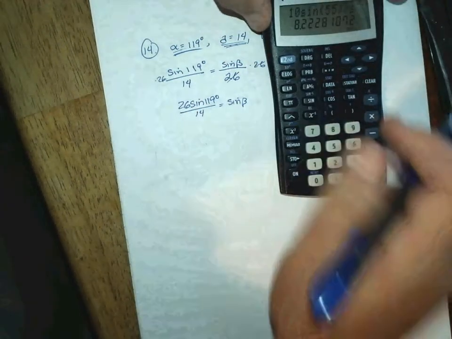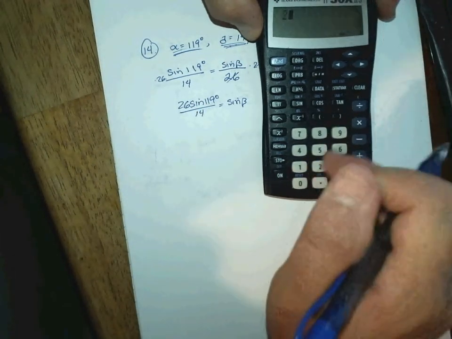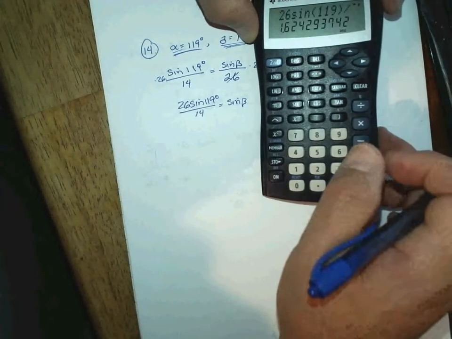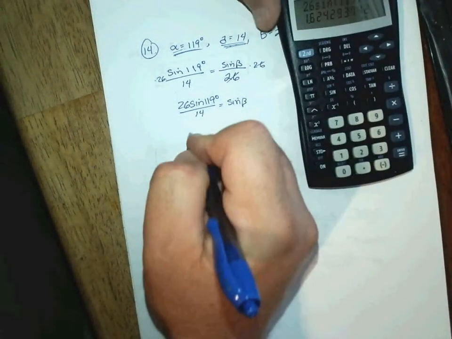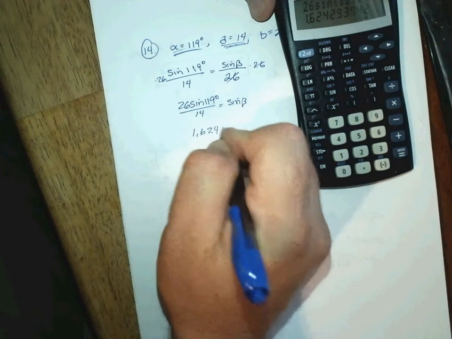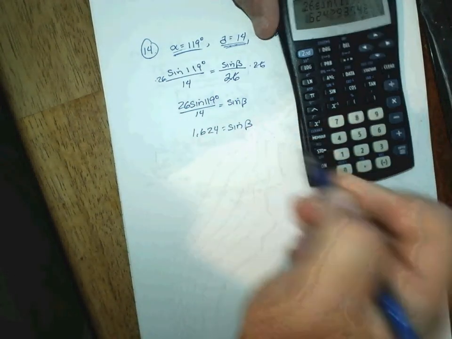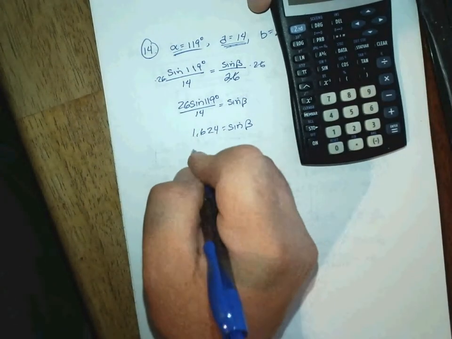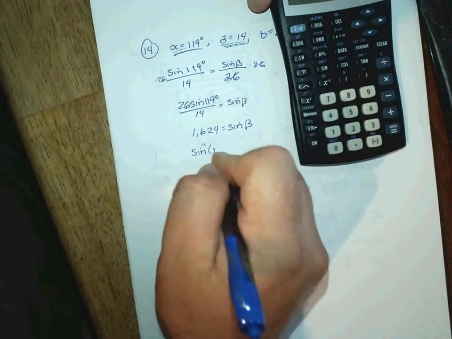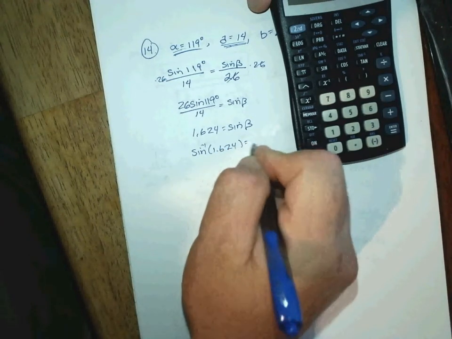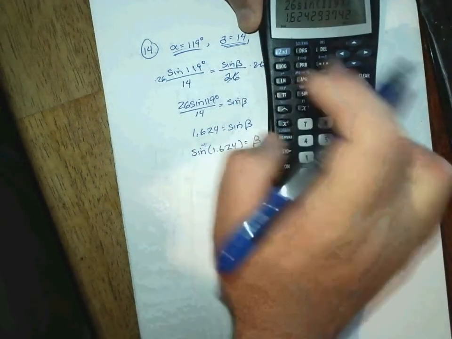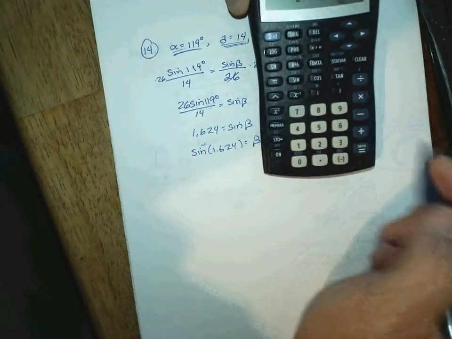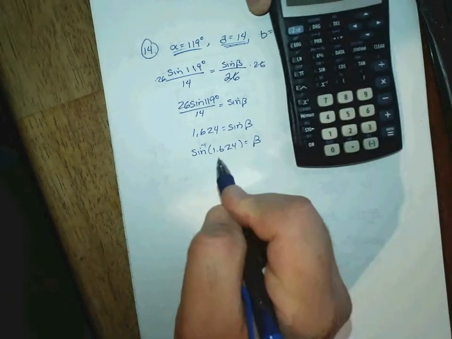And let's work that out on our calculator to see what we get. 26 times the sine of 119 degrees divided by 14, and I get 1.624. So now I'm going to try to solve for beta. Sine of beta is 1.624. I will use the inverse sine function on my calculator. And see what happens when we do this. The inverse sine of 1.624. When I hit that, I get domain error, of course.